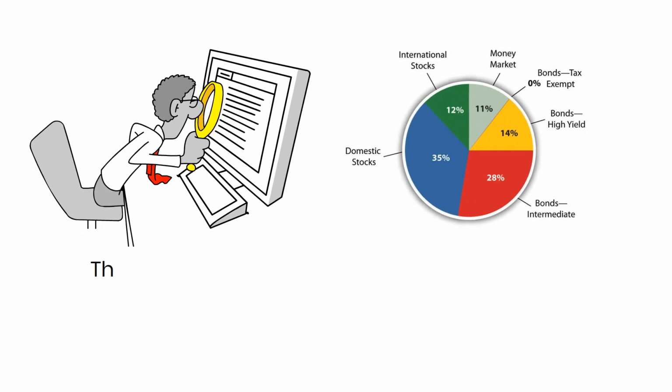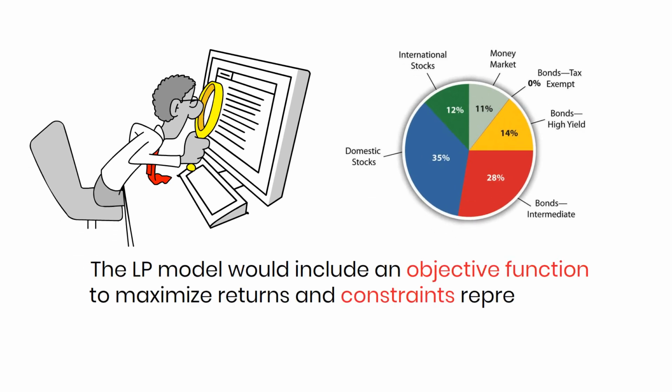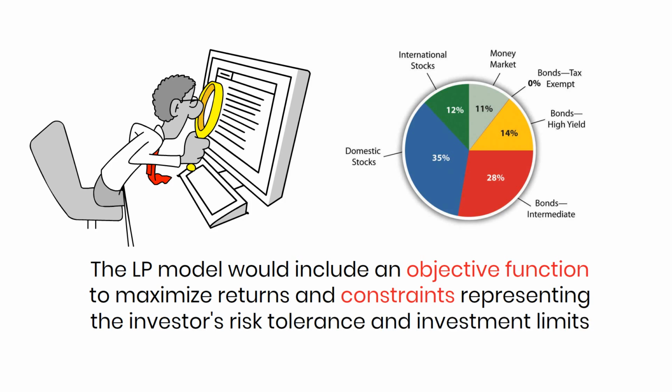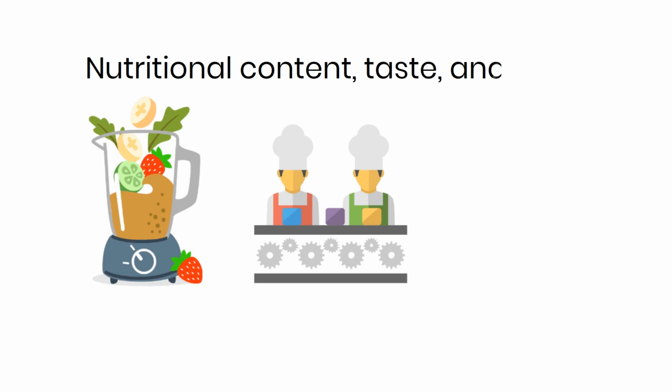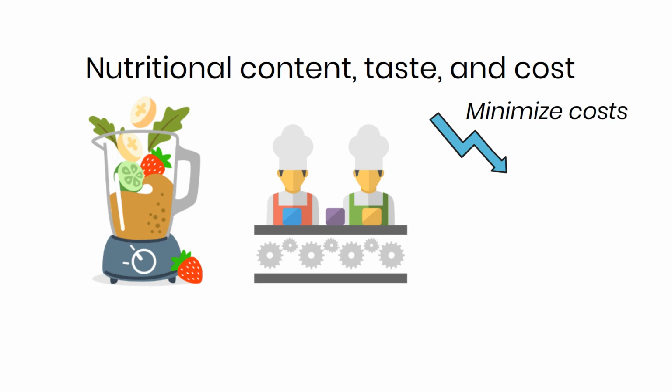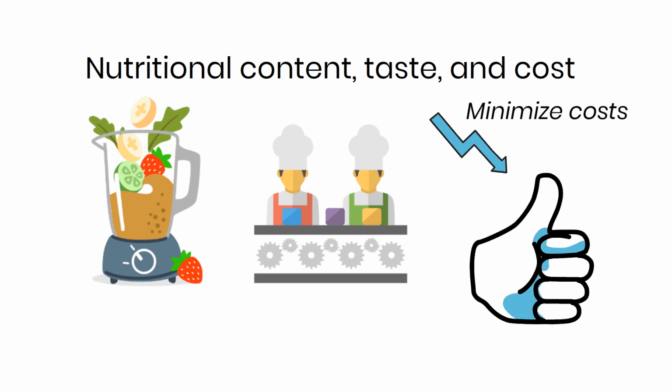The LP model would include an objective function to maximize returns and constraints representing the investor's risk tolerance and investment limits. Mixtures and blending problems involve determining the optimal mix of ingredients to produce a product that meets quality standards at the lowest cost. For example, a food manufacturer might use LP to determine the optimal blend of ingredients for a product, considering constraints like nutritional content, taste, and cost. By setting up an LP model with the objective function to minimize costs and constraints representing the quality standards, the manufacturer can determine the optimal mix of ingredients.